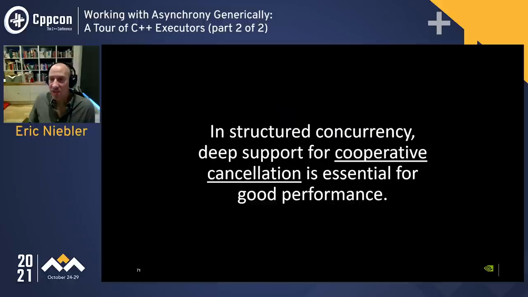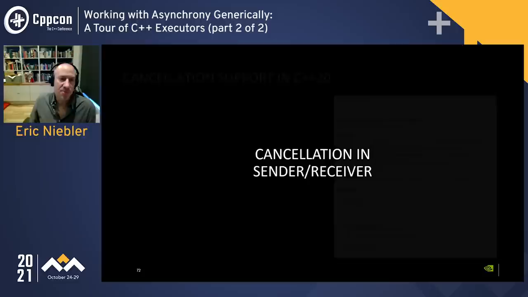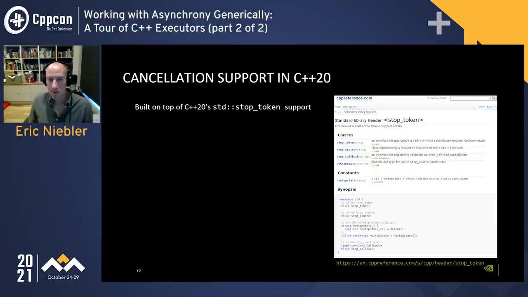Which brings me to this point, right? In structured concurrency, deep support for cooperative cancellation is essential for good performance. So how does this work in sender receiver? Well, in C++20, we got some interesting and very useful functionality that perhaps most people here don't know about. It's called stop token. It came with the JThread proposal. So the cancellation support in C++20 is built on top of stop token.